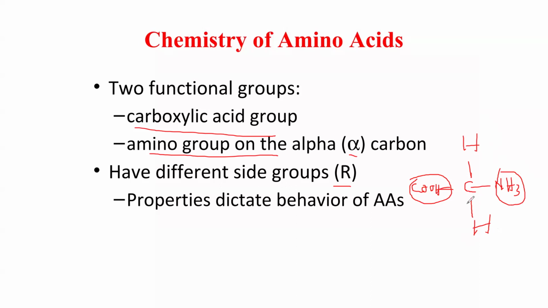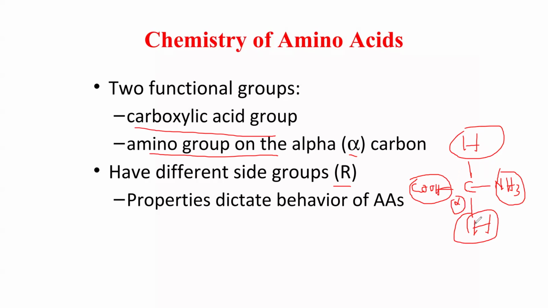So it means that it's not four different groups that attach to this carbon. Since all the groups that attach to this carbon are not different from one another, because here you have one hydrogen and you also have another hydrogen. So it's not actually four different groups, because you have two hydrogen atoms attached to it. So this is not an alpha carbon.